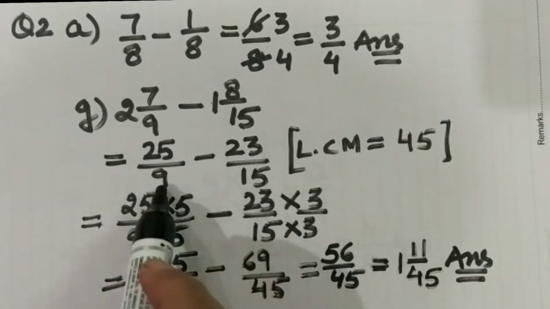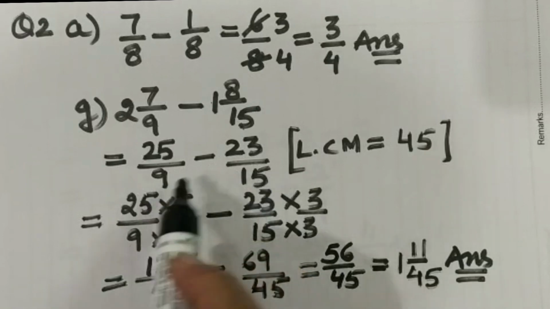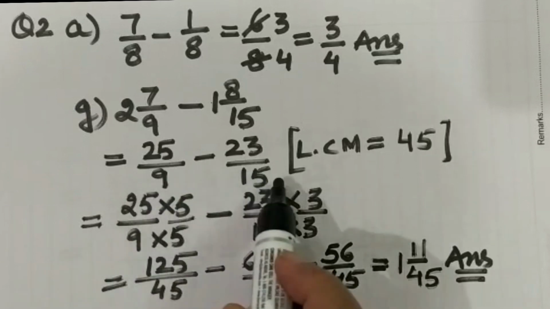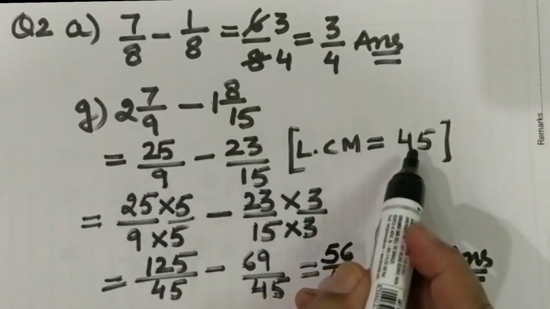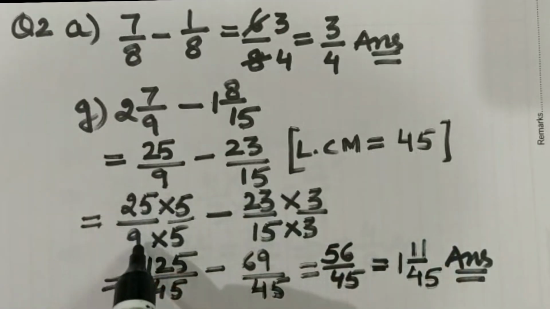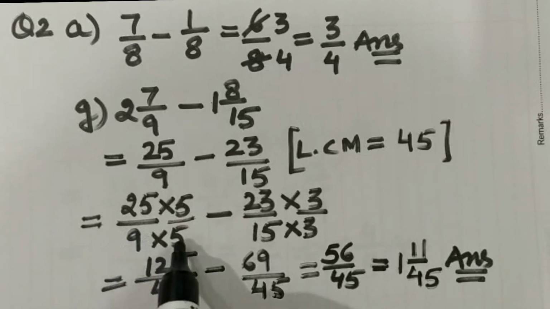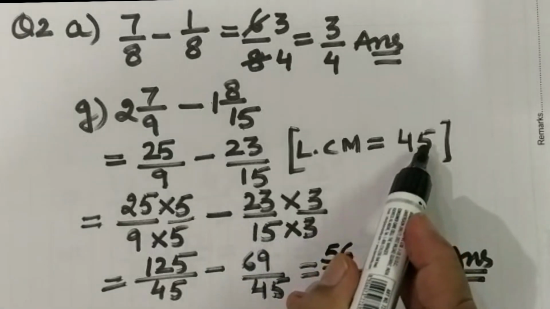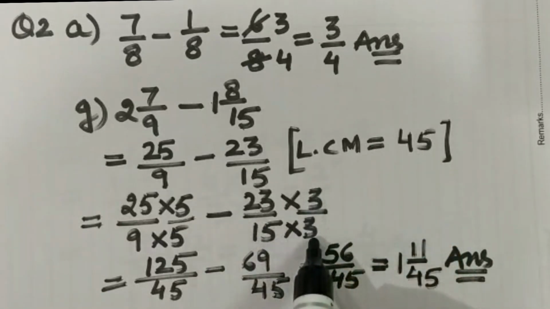So here the denominators are different. So we will find the LCM. LCM of 9 and 15 is 45. So we take the first fraction 25 upon 9. Here the denominator is 9. 9 multiply 5 is 45. So we will write here 5 upon 5. And the second fraction, here the denominator is 15. 15 multiply 3 is 45. So we will write here 3 upon 3.